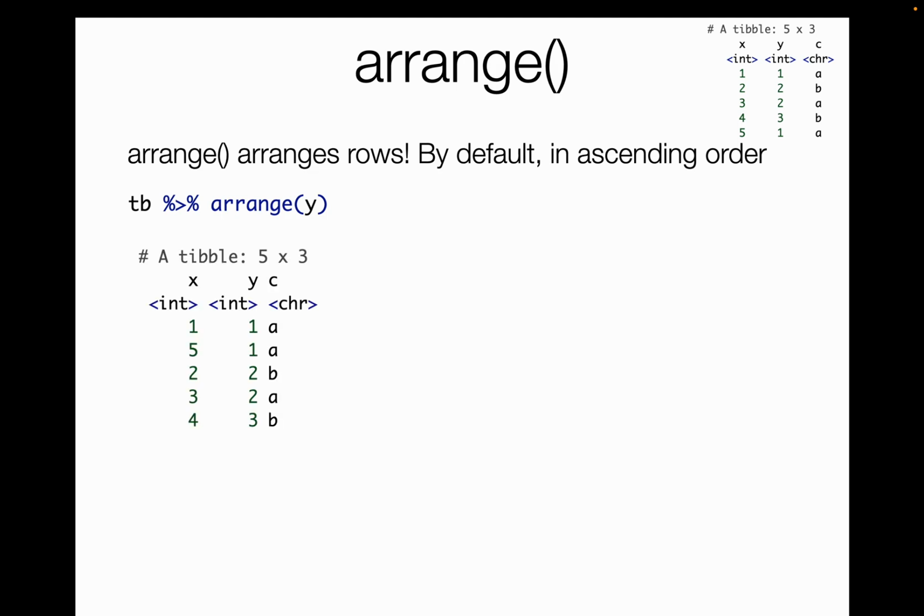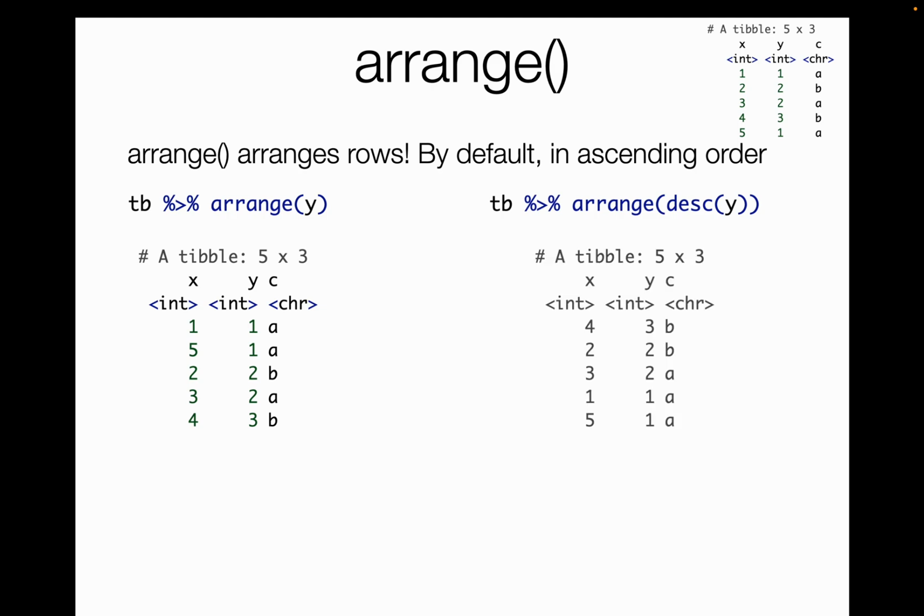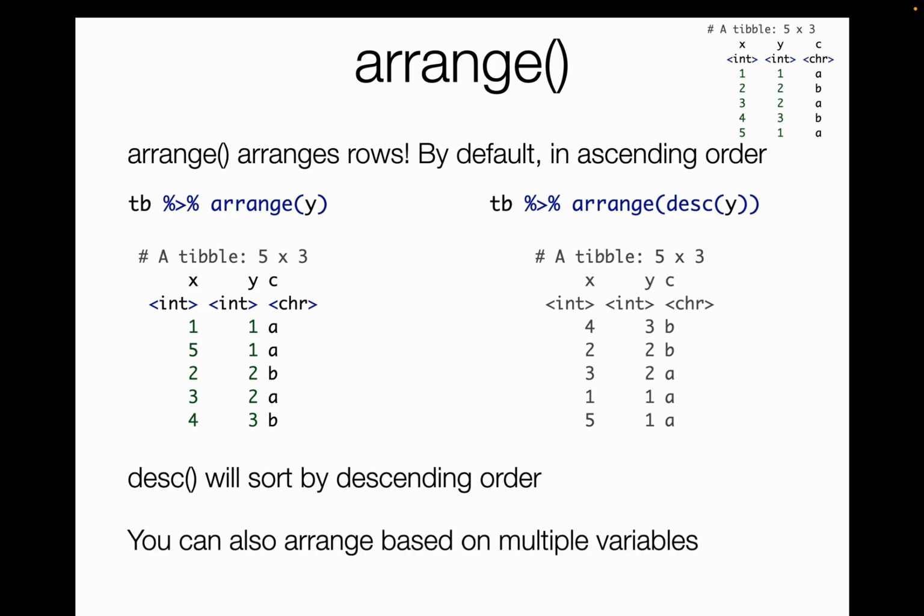So the original data set is up in the top right. That's going to be my new data set. Instead of 1, 2, 2, 3, 1, now it is 1, 1, 2, 2, 3, and of course the whole row goes with it. It's not only the Y column that changes, everything changes. If I want to go in descending order, there's a helper function, the desc function. It'll help us sort in descending order.